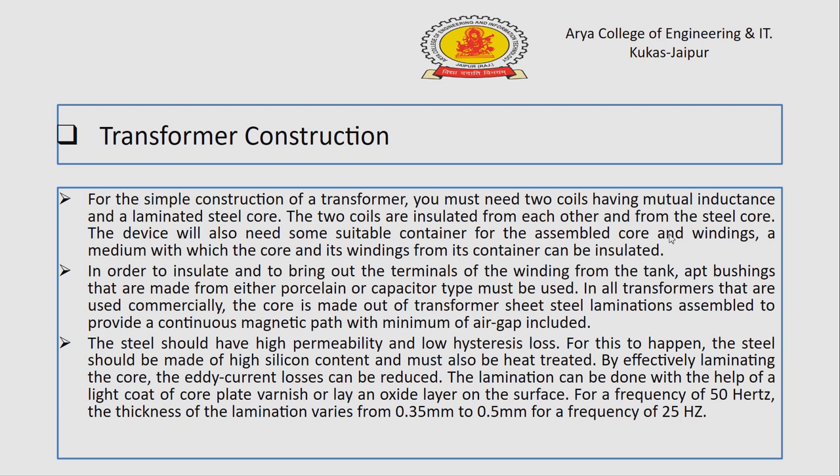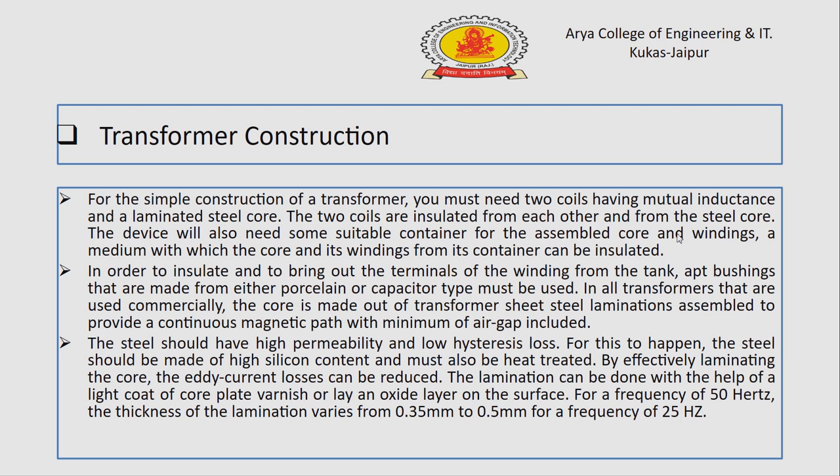In all the transformers that are used commercially, the core is made out of transformer sheet steel laminations assembled to provide a continuous magnetic path with a minimum of air gap included. Now the steel should have high permeability and low hysteresis loss. For this to happen, the steel should be made of high silicon content and must also be heat treated. By effectively laminating the core, the eddy current losses can be reduced.